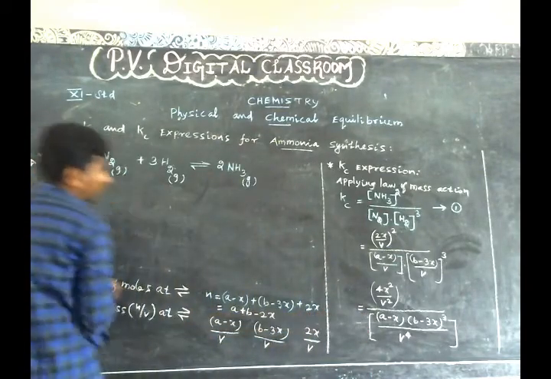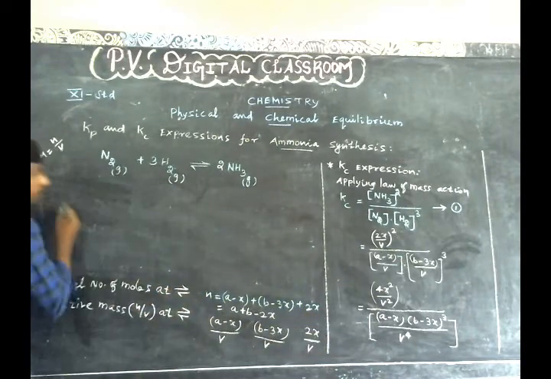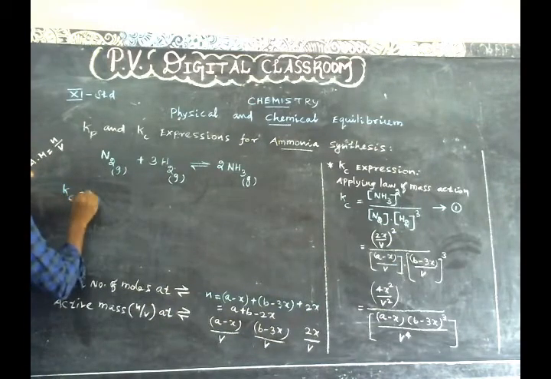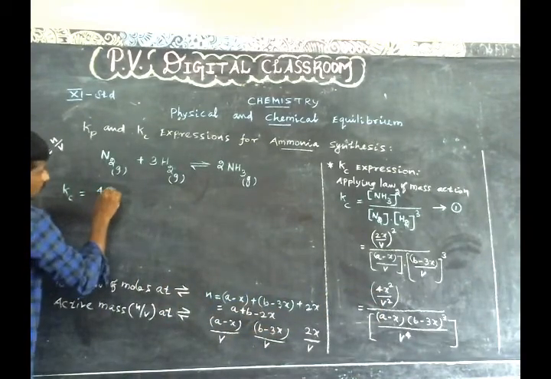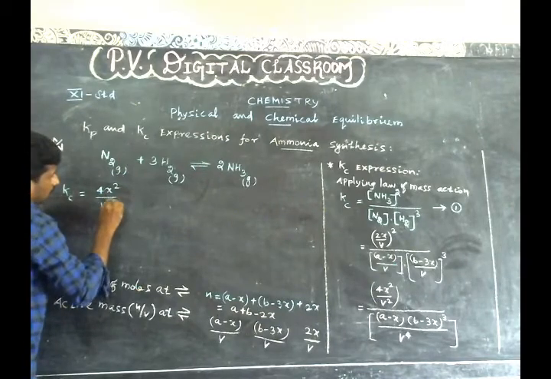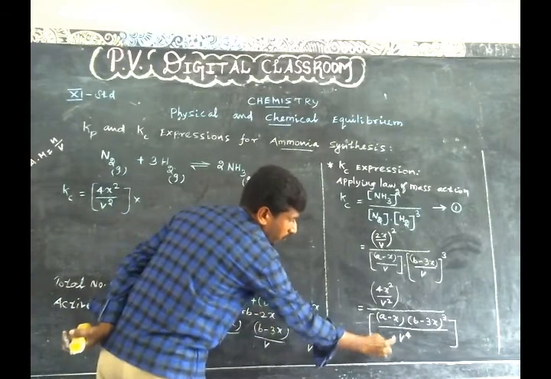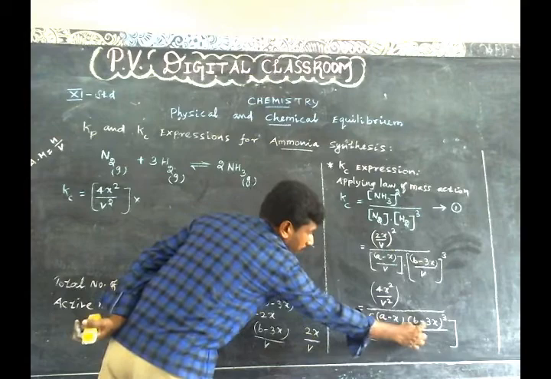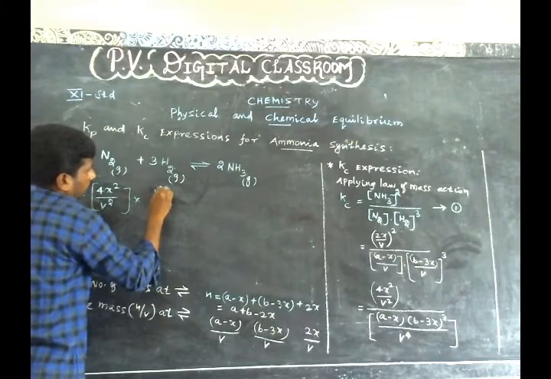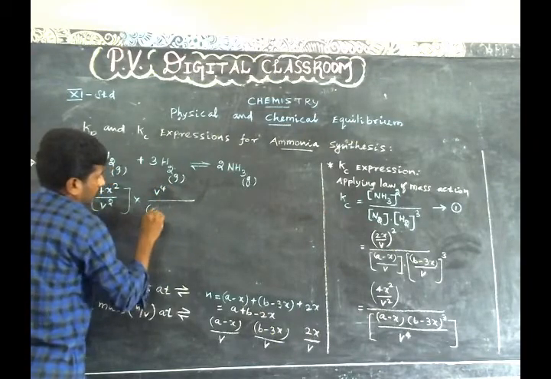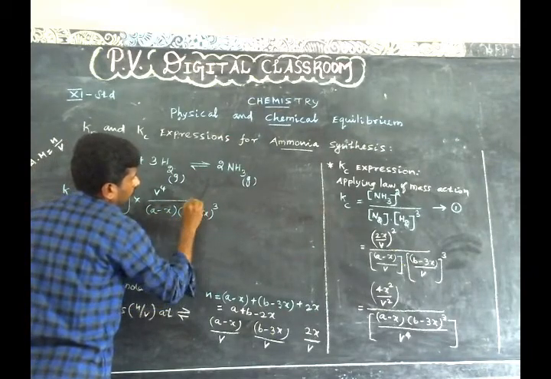This term will become Kc is equal to 4x square divided by V square into its reciprocal, which is V power 4 divided by A minus x into B minus 3x power 3.